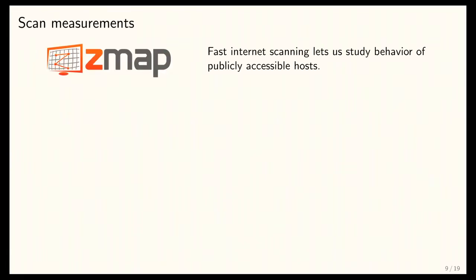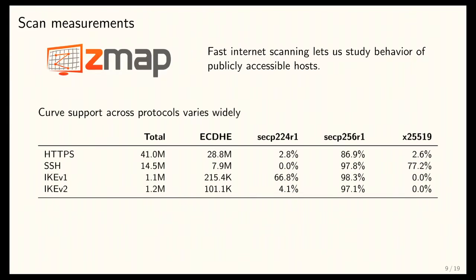For our internet scanning measurements, we used the ZMap toolchain. This allowed us to quickly scan all the publicly available hosts on the IPv4 internet from our university network. First, to give you an idea of what elliptic curve usage looks like on the internet at the time of our study, in the first column we have the number of hosts that we were able to contact for each of these protocols. For HTTPS, we were able to contact 41 million hosts, and of these, 28.8 million supported ECDH at all.